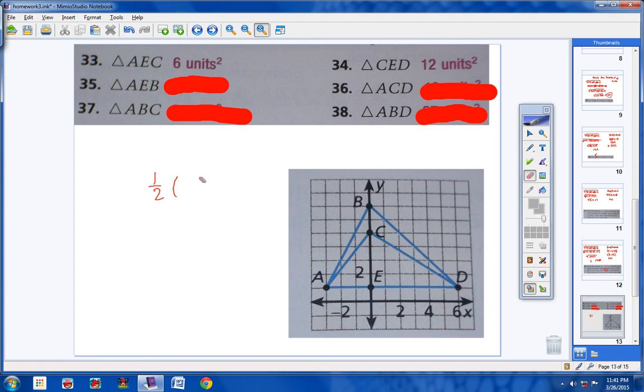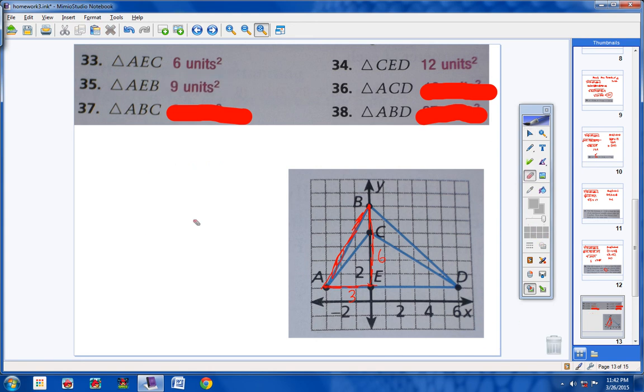Alright, let's take a look next at number AEB. So A over to E, and then up to B. So there's the triangle AEB. So my base is 1, 2, 3. My height is 1, 2, 3, 4, 5, 6. So I have 1/2 times my base times my height, and that would give you 9. So the area would be 9.